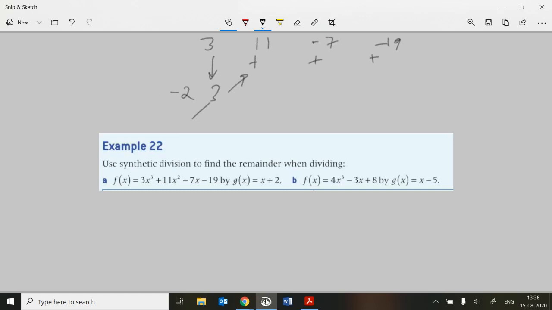So minus 2 times by 3 gives us minus 6 there. So 11 minus 6 gives us 5. And I'm putting it in the wrong place. That's giving us 5 there. Okay, and 5 times by 2 gives us minus 10. Okay, and adding those two together gives us minus 17.